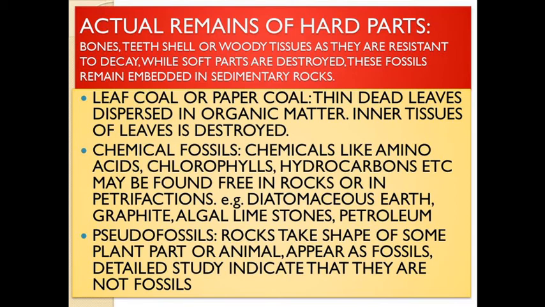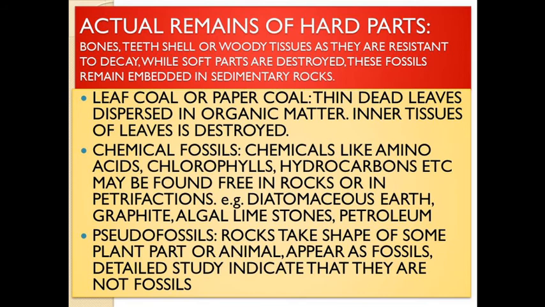And ninth is chemical fossils. Chemicals like amino acids, chlorophylls, hydrocarbons may be found in free form in rocks or in petrification. So actually any chemical connected with an ancient organism is considered a fossil. Diatomaceous earth is the skeleton of billions of diatoms at the seabed. Graphite is carbon of organic origin, used in lead pencils; algal limestones and petroleum are also examples. These are all examples of chemical fossils. Then the last one is pseudo fossils.